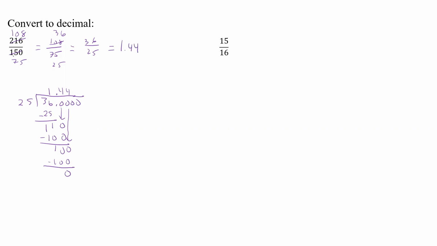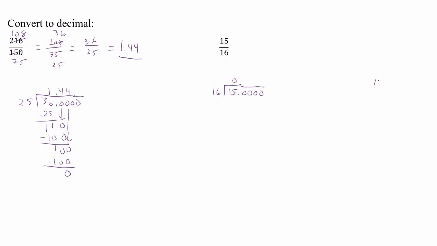So if we had gone ahead and taken 150 into 216, we would get the same thing, but first we reduced it down and made it a little bit simpler. Now this one, we can't really reduce, so it's just a matter of can we divide it out. So 16 goes into 15.000. So that's going to be 0.